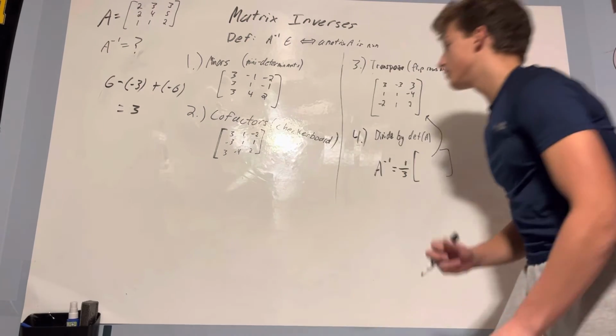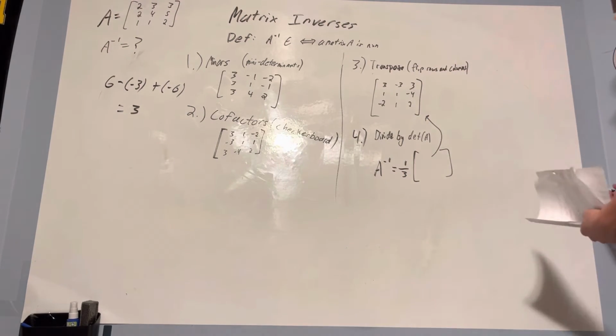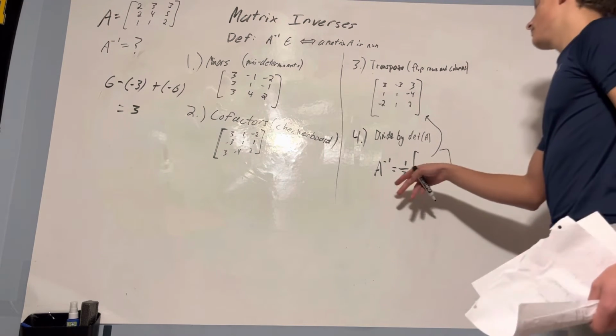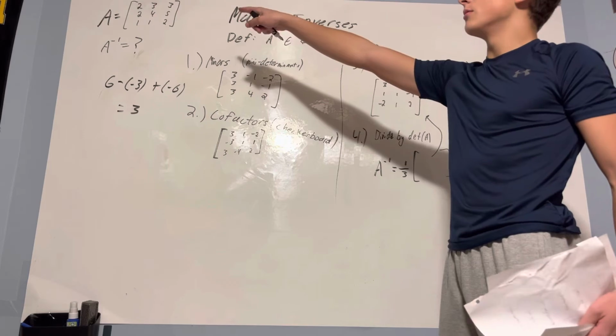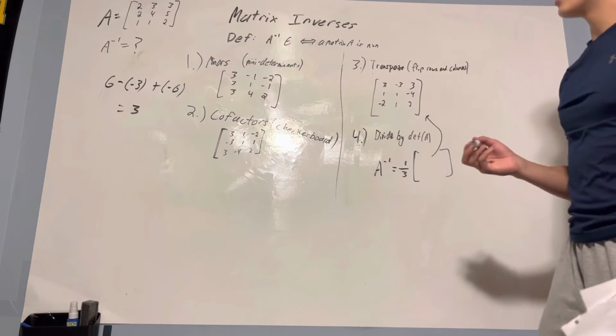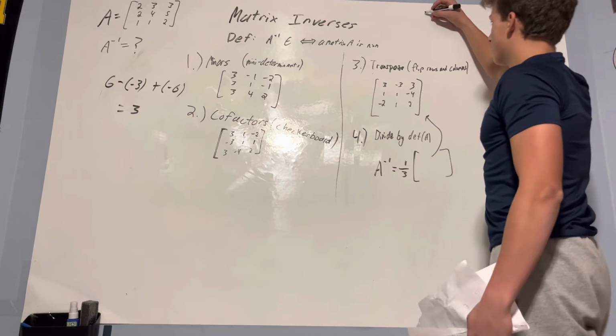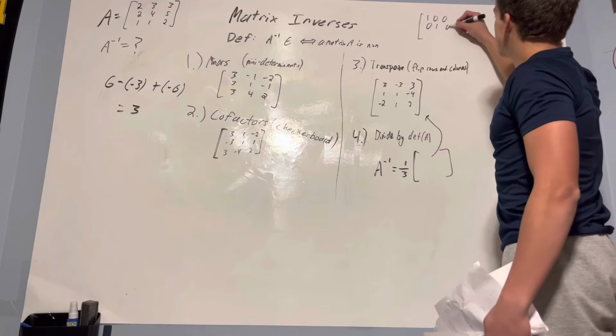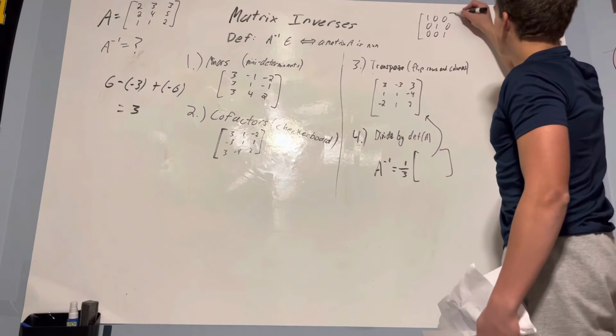Just remember what to do. You can apply it to any case. And if you want to check that your algebra is right, you could always multiply A inverse by that original matrix A and check to see if you get the identity matrix, which would be, for a 3 by 3 case, 1, 0, 0, 0, 1, 0, 0, 0, 1.